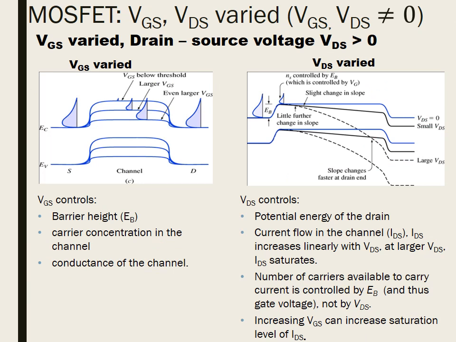Now let's compare the EB diagrams under VGS and VDS. VGS controls the barrier height EB at source and drain and the carrier concentration in the channel, and thus the channel conductivity, while VDS controls the potential energy of the drain. The current flow in the channel, IDS, increases linearly with VDS, but at larger VDS, IDS saturates. The number of carriers available to carry current is controlled by EB, or actually by VGS, not by VDS. So increasing VGS can increase the saturation level of IDS.